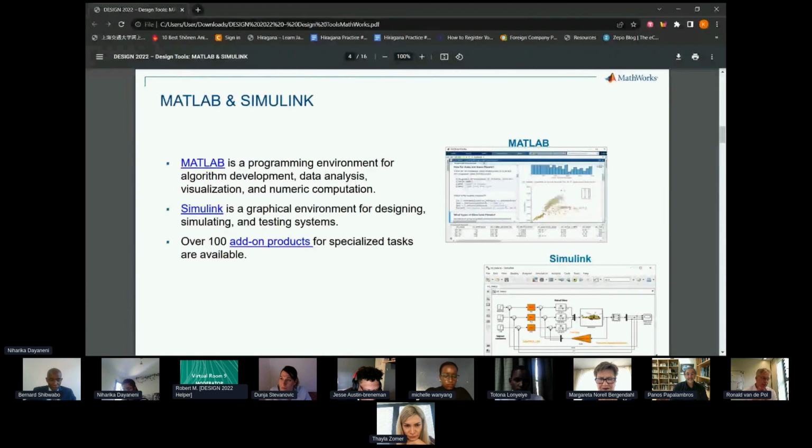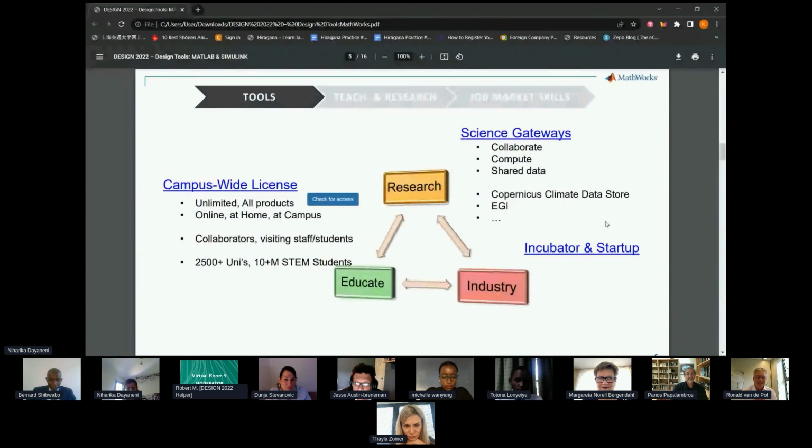Can you move to the next page? We're almost there. Yes, thanks.